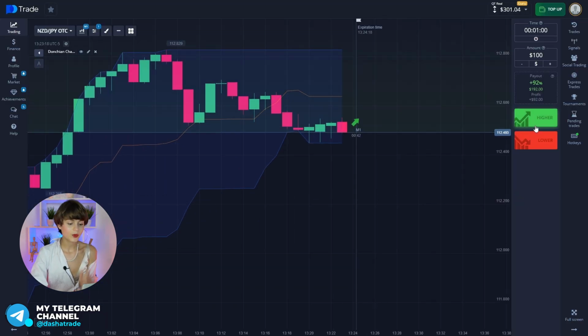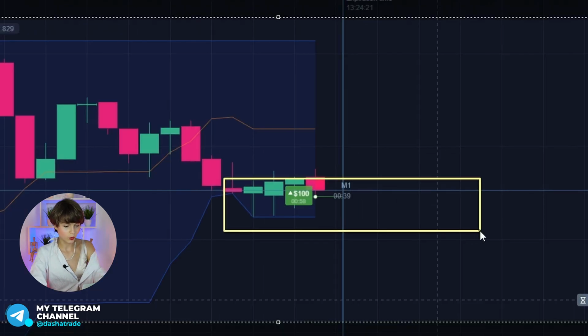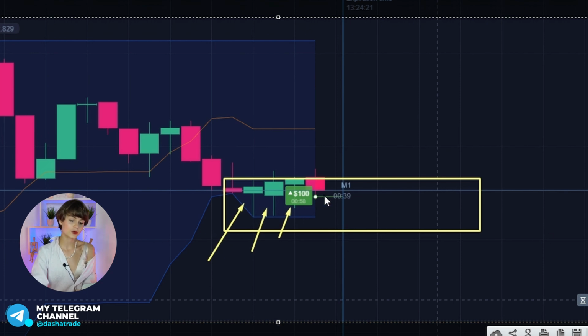So guys, I enter for 1 minute with higher. We see the price reached the support level, and besides that we can watch candles. Their feature is that they have a big shadow at the bottom. It means there's a buyer here who's trying to push the price higher.